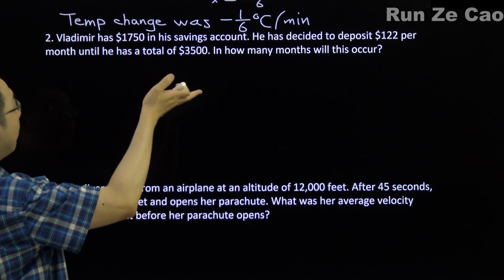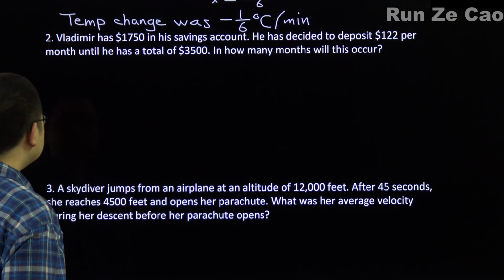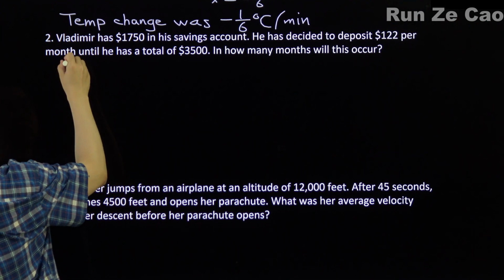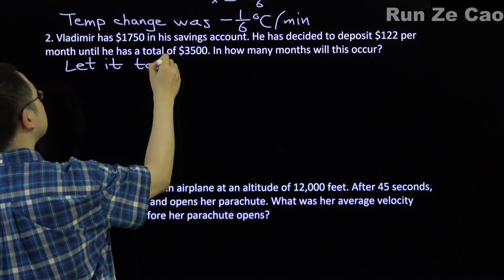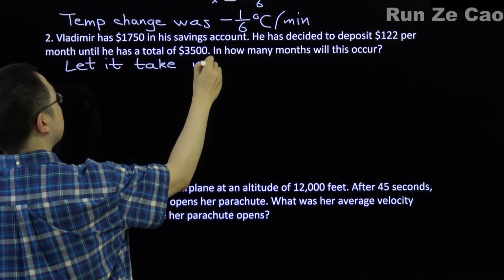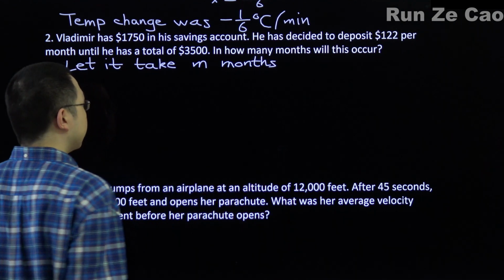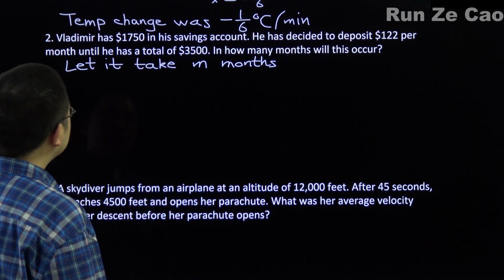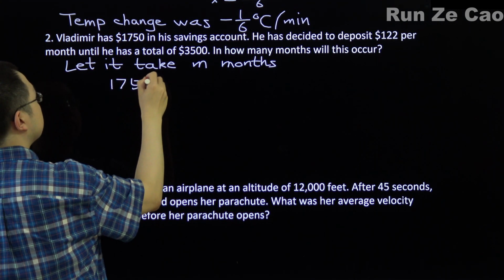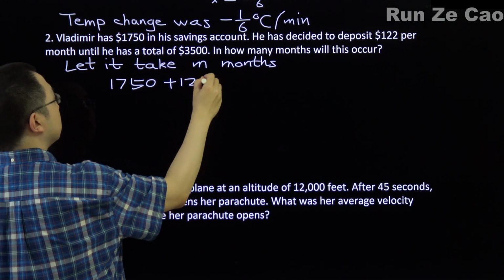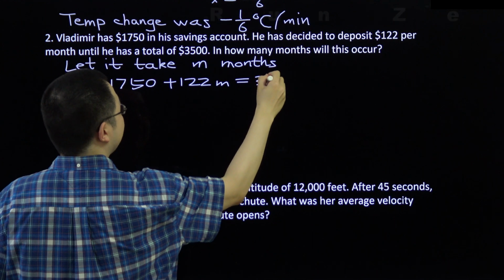So anyway, in how many months will this occur? So, let it take M months. Well, he starts off with $1,750, and he adds $122 per month, and it equals $3,500.